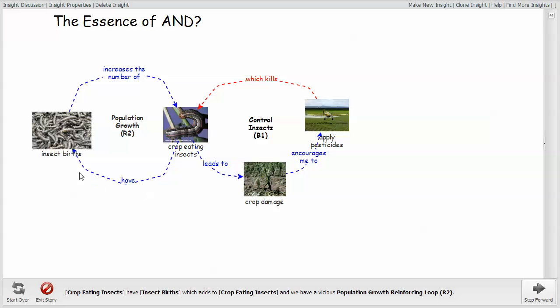The more insects, the more births, and the more births, the more insects. So there are no balancing influences in this loop. So it's a reinforcing loop, which results in a growing population of insects. The difficulty is that I don't actually end up killing all of the insects, and the insects multiply rapidly so that there are more and more insects on an ongoing basis.